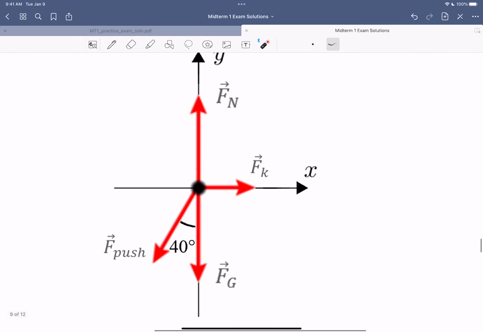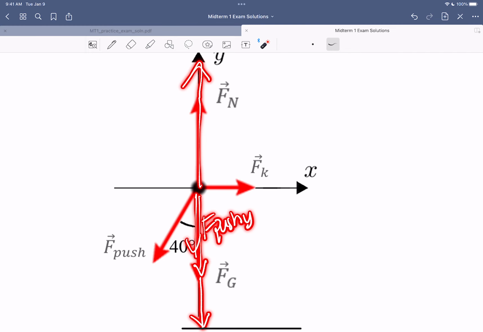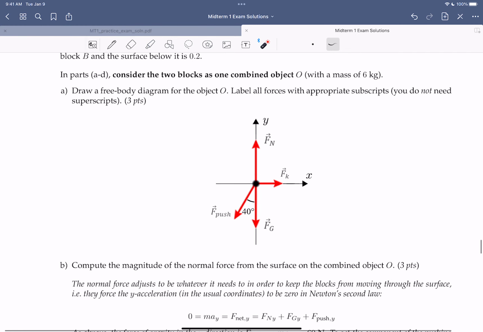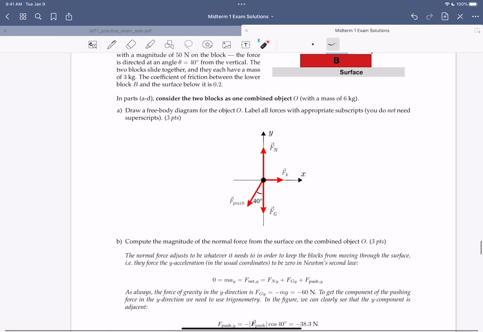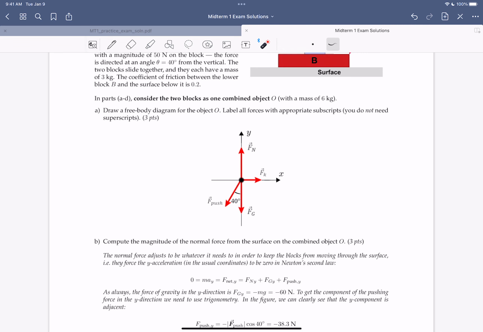So if you think about it, if I were to add F push Y to the length of Fg, it would look maybe like this. I should maybe draw my normal force a little bit longer. Here they just kind of drew it there for the sake of space and the answer key and whatnot. But try as best as you can to draw things proportional to what makes sense in the problem.